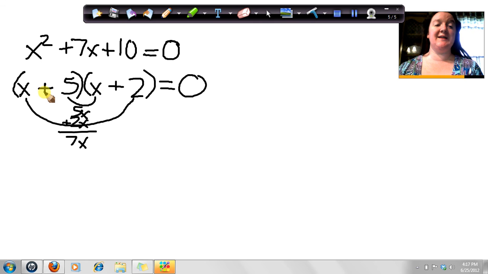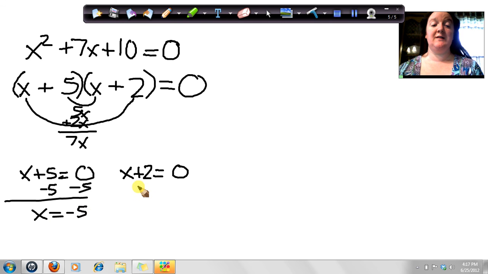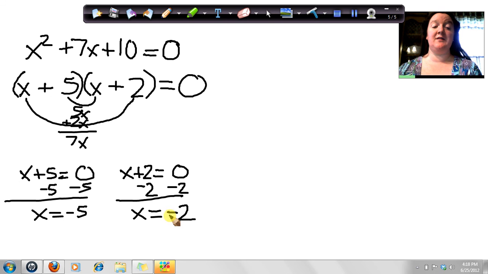But I need to figure out what x is. So I'm going to take each set of parentheses and make them equal to 0. So x plus 5 equals 0, and x plus 2 equals 0. If I solve both of these equations for x, I'm going to subtract 5 from both sides. So here I get x equal to a negative 5. That's my first answer. And then I'm going to subtract 2 from both sides here. So I'm going to get x equals a negative 2 as my second answer on this side. So I have two answers, negative 5 and negative 2.